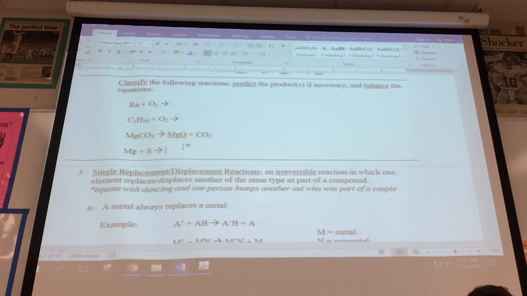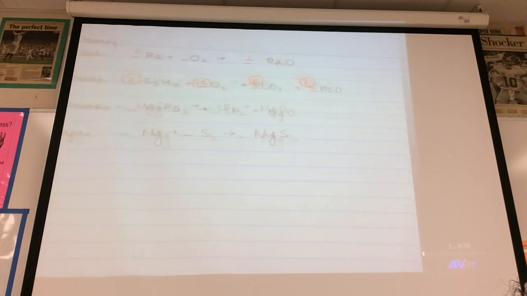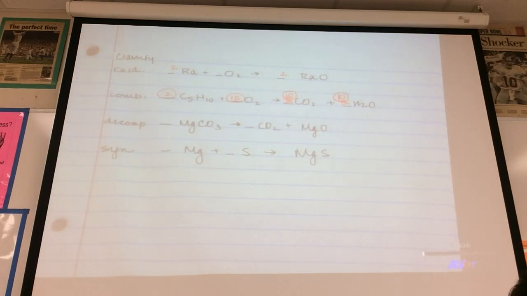You ready to go over it? Yes. Yes? Okay, let's take a look. See if you have the classification right, the prediction correct, as well as the balancing. And if you have all that correct, you're really on the right track. And I'll tell you which problems that you can do on your classwork to really cement this concept down.